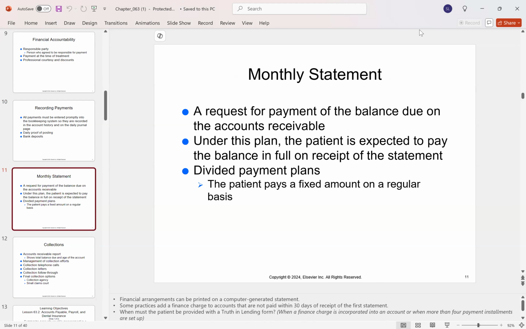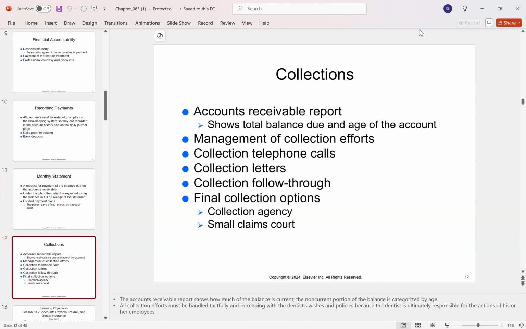Monthly statement is a request for payment of the balance due on the accounts receivable. Under this plan, the patient is expected to pay the balance in full on receipt of the statement. Divided payment plans, so the patient pays a fixed amount on a regular basis, or a monthly payment plan. Collections will have an accounts receivable report. This is going to show the total balance due and the age of that account.